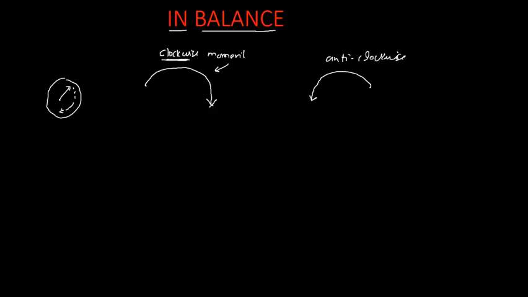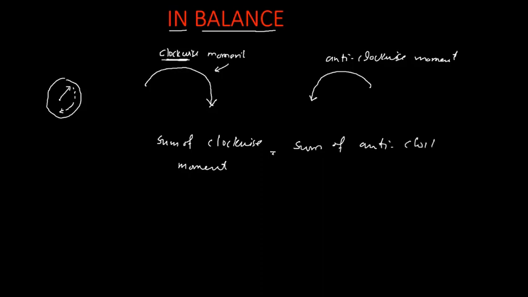For a body to be in balanced condition, the sum of clockwise moments must be equal to the sum of anti-clockwise moments. The summation of clockwise moments must be equal to the summation of anti-clockwise moments. Then the body will be in balanced condition.